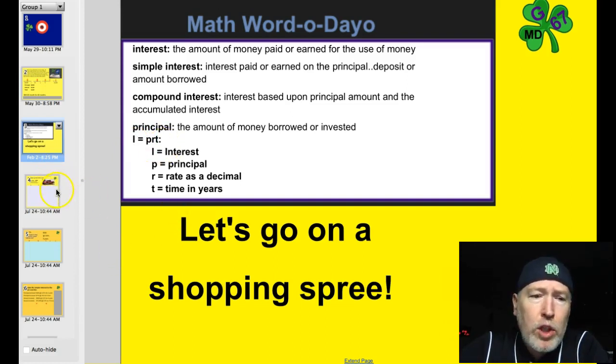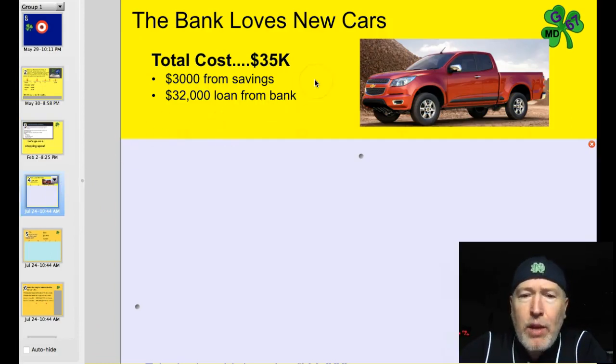All right, let's go on the ultimate shopping spree and buy a Chevy Colorado. Connor was looking at buying this truck recently. The total cost was $35,000. That was the sticker price in the window. He had $3,000 in his bank account, so the total amount he would have to borrow from the bank would be $32,000: $35,000 minus the $3,000 in savings. So he calls up the bank. The bank tells him 6% interest.